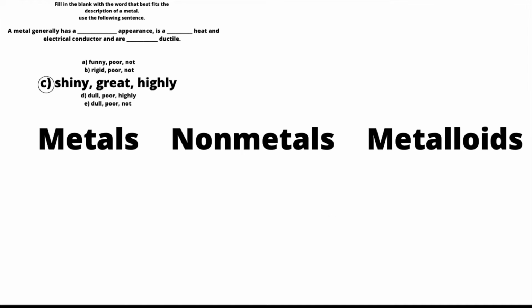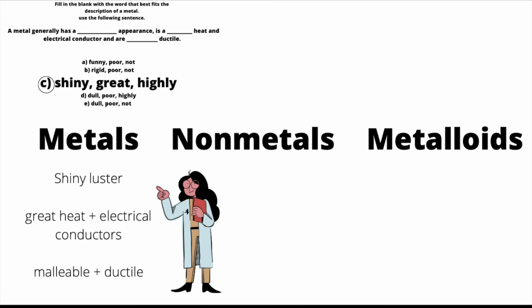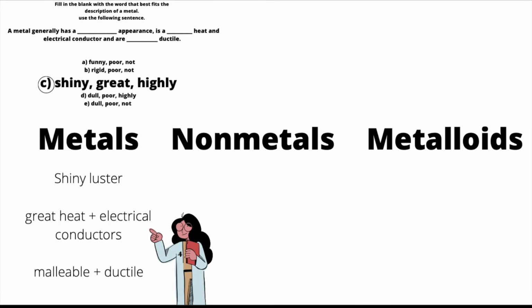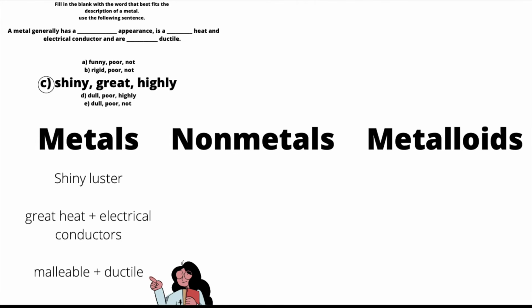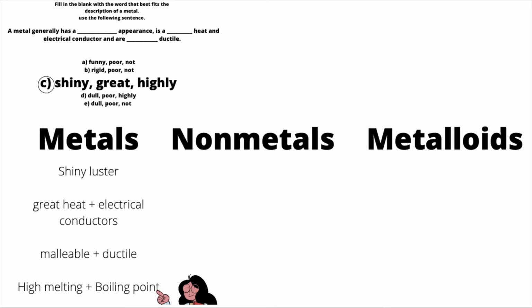So metals, nonmetals, and metalloids, the characteristics of each are very important. You must memorize and understand the characteristics of each of these. So let's review them quickly. Metals have a shiny luster. They are great heat and electrical conductors. They are malleable and ductile, and they have a high melting and boiling point, meaning it takes a lot of energy in the form of heat to get a metal to melt or get it to a boiling point.